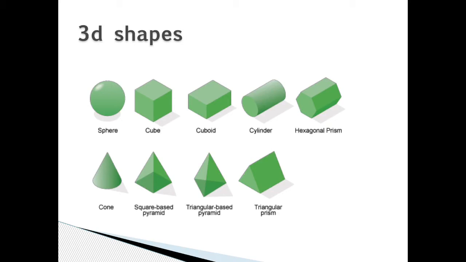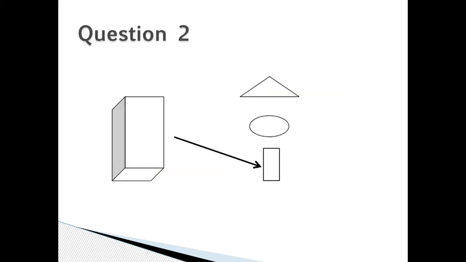We have a sphere, a cube, a cuboid or a rectangular prism, a cylinder, a hexagonal prism, a cone, a square-based pyramid, a triangular-based pyramid, and a triangular prism. The rectangular prism is the same as the rectangle.